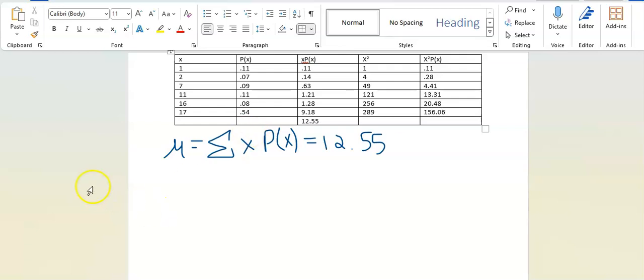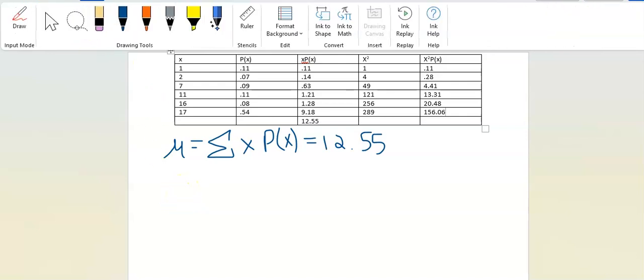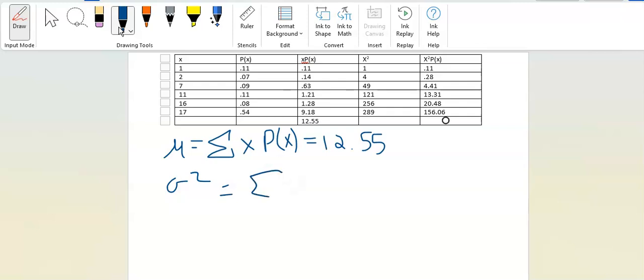All right, now our formula for variance. I will write that down here. Use my draw feature again. The variance is the sum of x squared p of x minus the mean squared. All right, so the sum of x squared p of x.